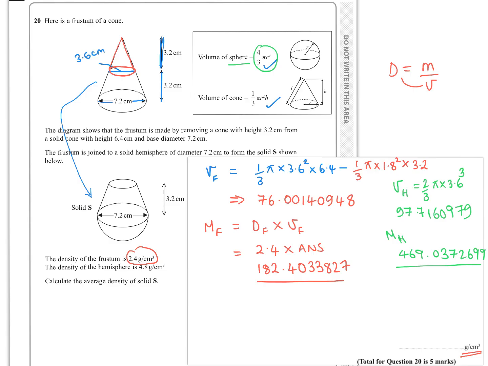So to calculate the average density of the solid S, I'm going to do the sum of the masses, so the total mass, over the total volume. So the total masses are going to be these two added together, which I can just work out. So that's going to be 651.4406,526. The total volumes is going to be these two.